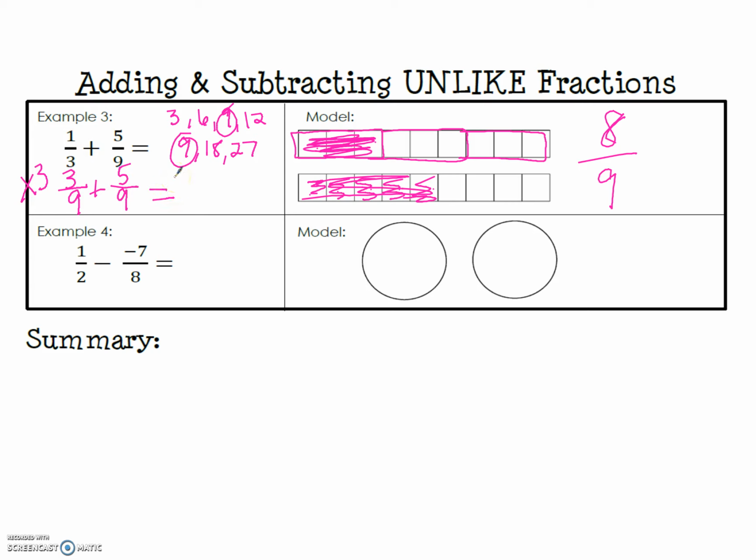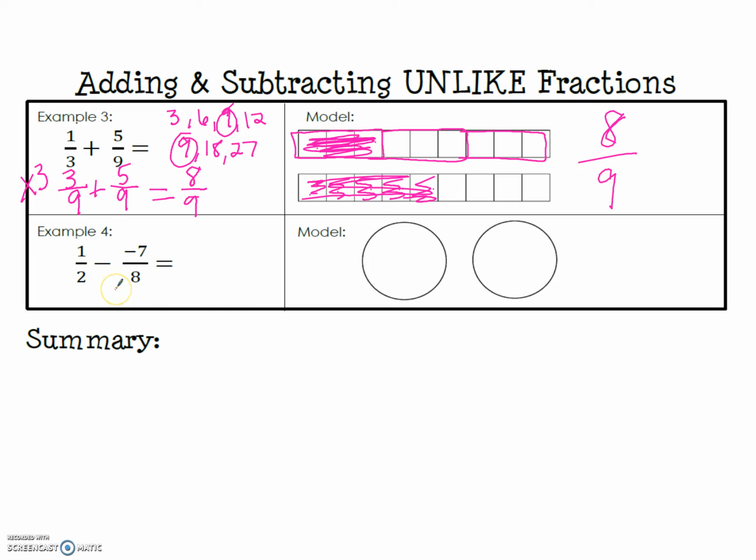Now, we do it just like we did when we had a common denominator before. So we add our numerators. 3 plus 5 is 8. And then we just bring over our common denominator, which is 8 ninths. So you can see the model and doing it the shorter way work the same way. Okay, so let's look at the subtraction problem.